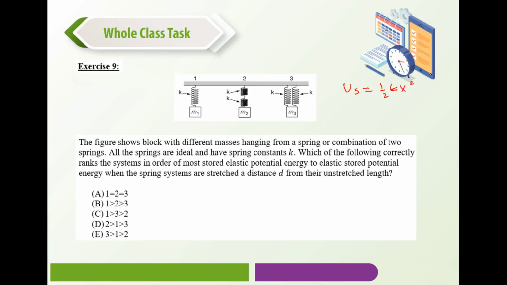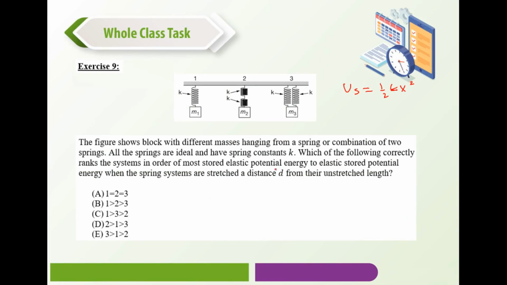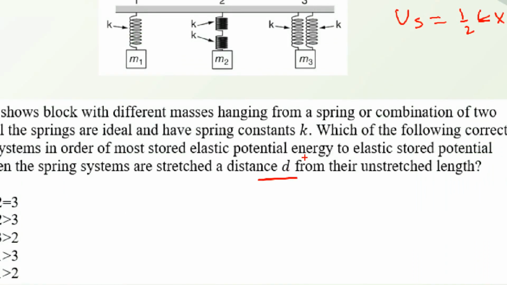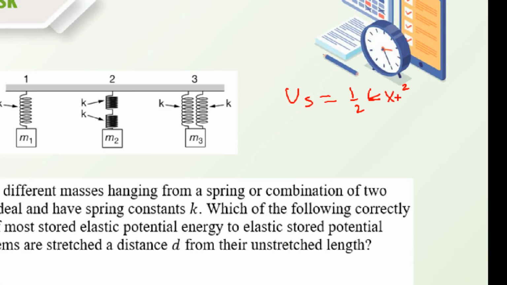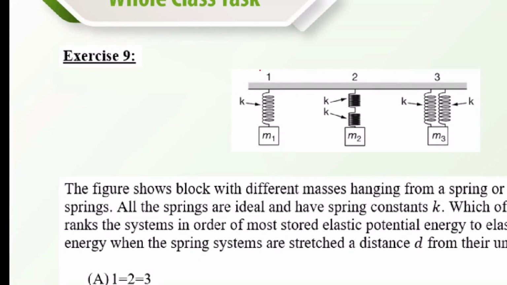Then the elastic potential energy depends on two factors, on k and on x. It's quadratic in x and linear in k. However, since all three configurations are stretched by the same distance d, x won't enter into the game. So the elastic potential energy depends only on K. Now let's recall these configurations. This is series and this is parallel. Let me say that this is 20 newtons per meter. So here we have two springs in series and here we have two springs in parallel.